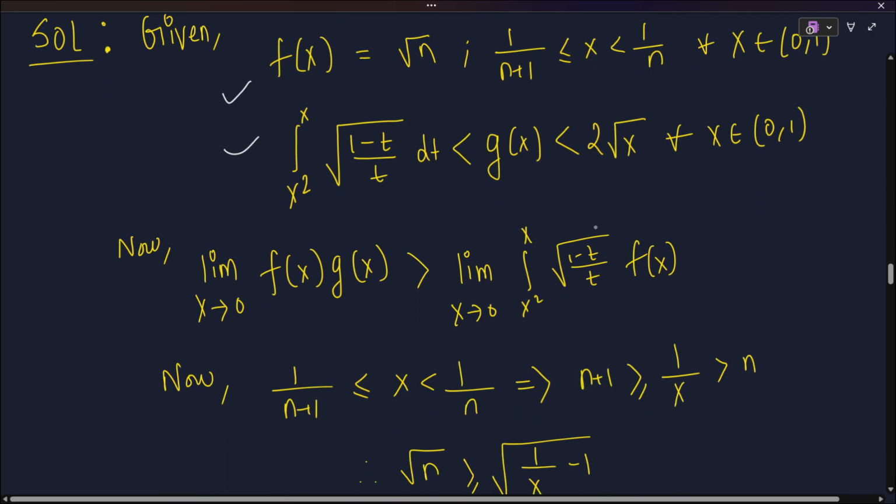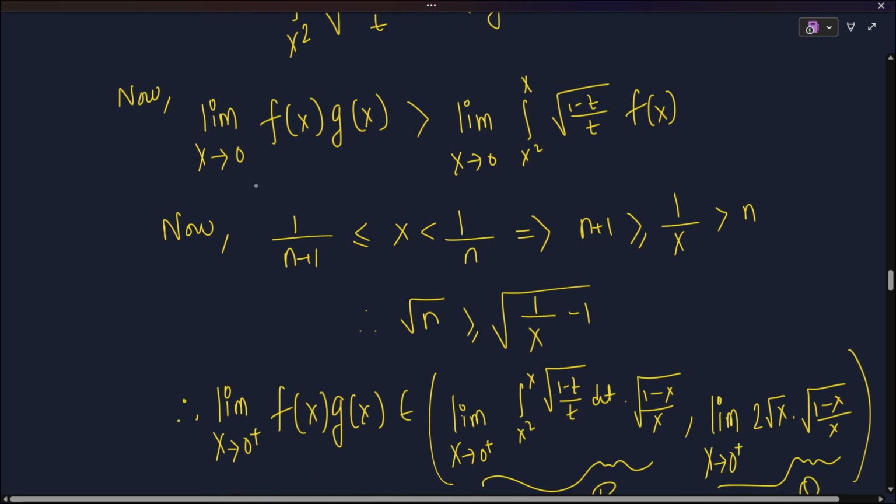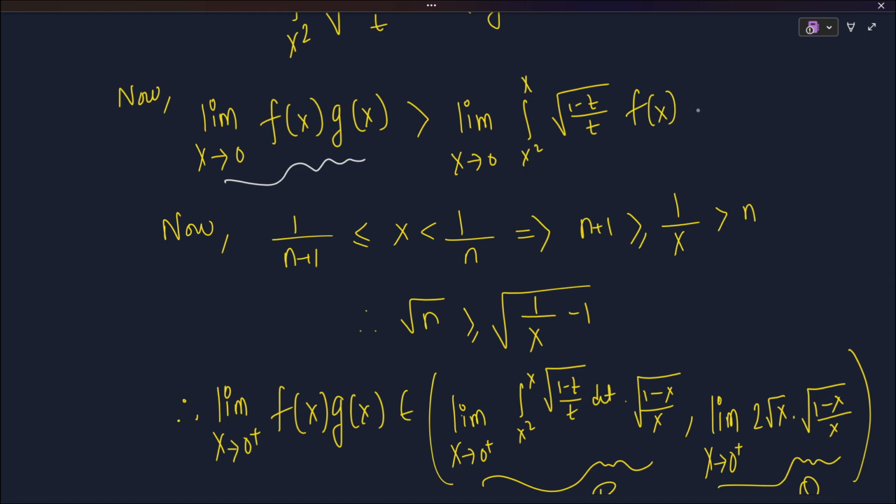Now, what we can do is understand that if we were to find this value, a simple lower bound could be this, right? But we are not interested in a simple lower bound because g of x is greater than this integral. So obviously we can employ this and understand that, okay, limit x tends to 0 of f of x into g of x should be greater than limit x tends to 0.